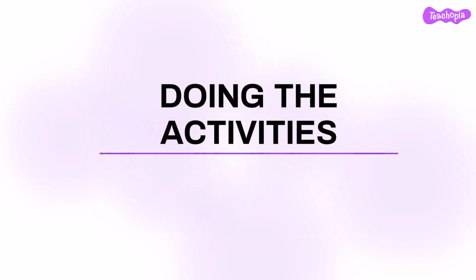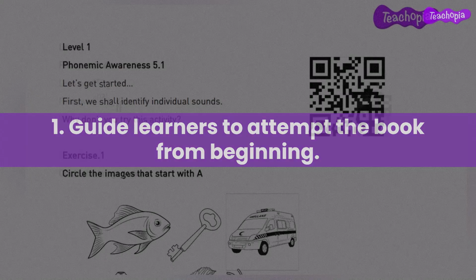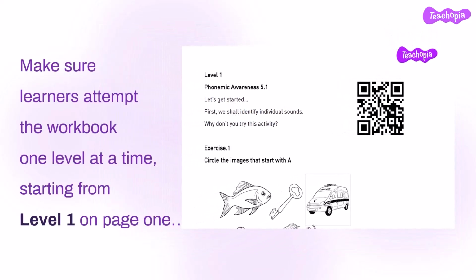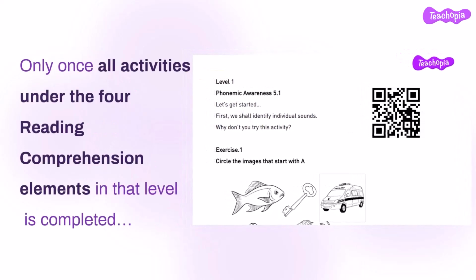Let's go over a few pointers that need to be kept in mind while learners are attempting the activities in the workbook. 1. Guide learners to attempt the book from the beginning. When guiding learners through the workbook, ensure they attempt each level in sequence. That is, ensure they start by doing the first activity in level 1 and then proceed from there.